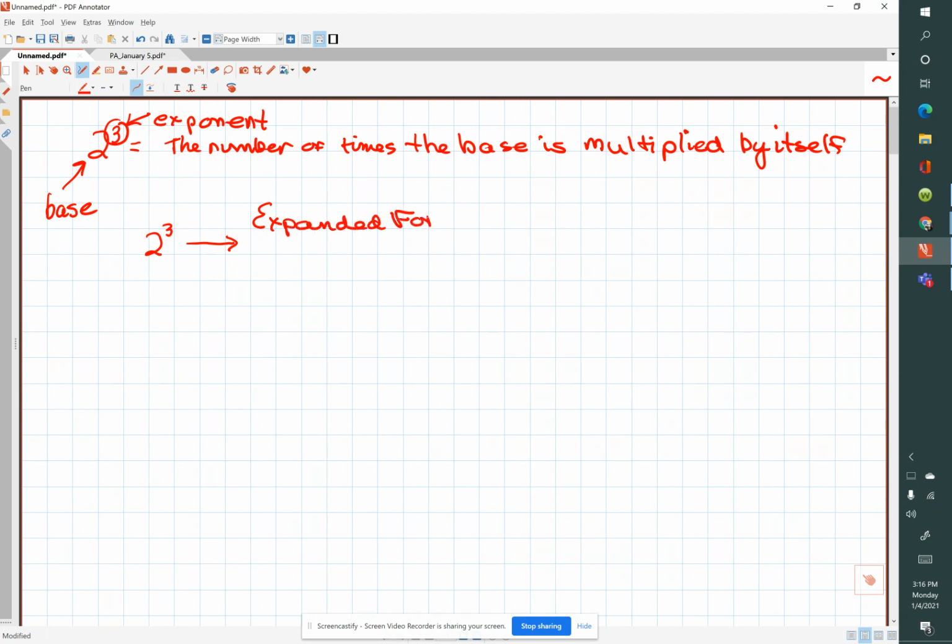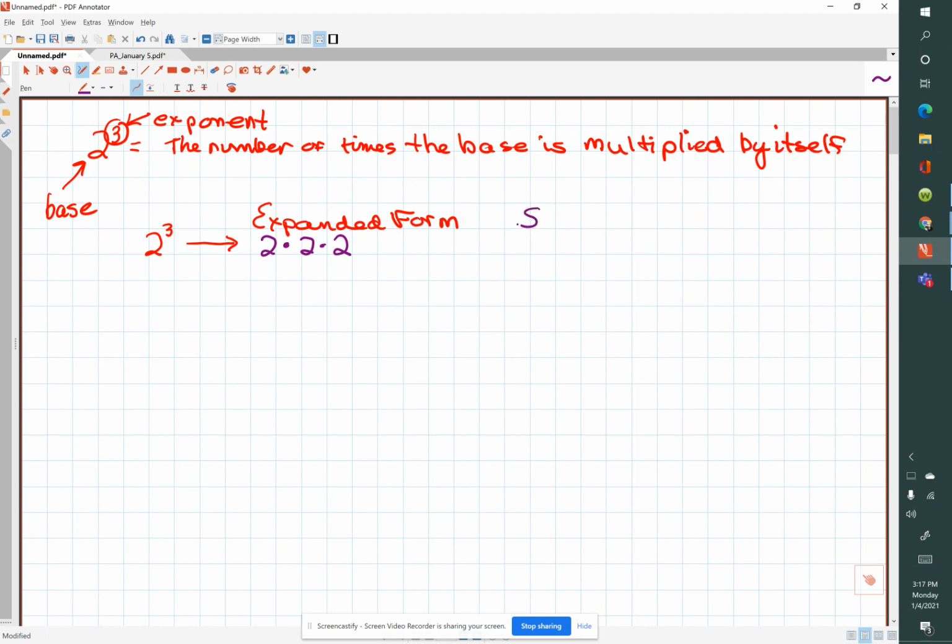An expanded form actually visually shows us exactly what is happening with the exponent. So the expanded form of 2 to the third power is 2 times 2 times 2. Remember, an exponent is repeated multiplication, not repeated addition. Multiplication is repeated addition. An exponent is repeated multiplication. So the expanded form would be 2 times 2 times 2.